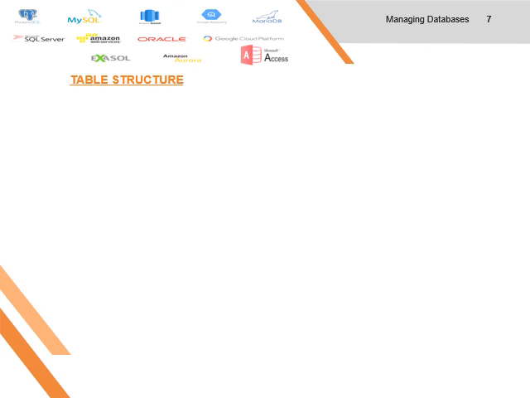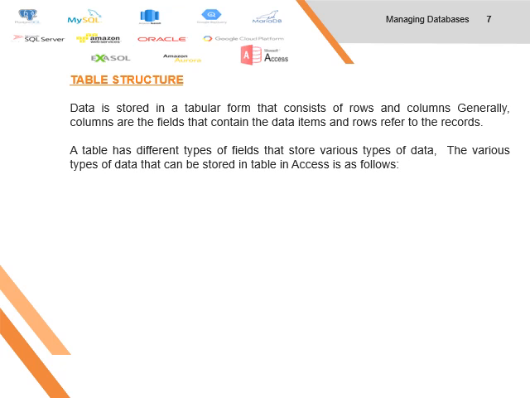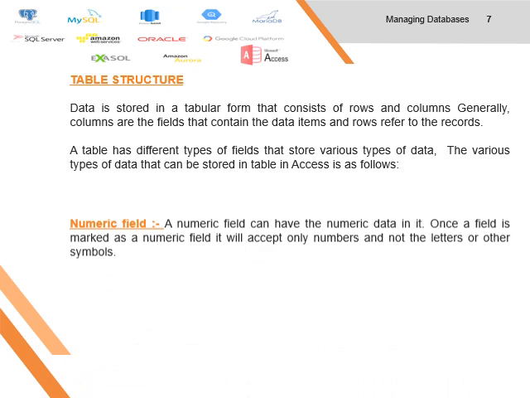Now we will learn about the table structure. Data is stored in a tabular form that consists of rows and columns. Generally, columns are the fields that contain the data items and rows refers to the records. ये अभी हमने पीछे भी जब हमने पढ़ा है इनके बारे में, fields और records के बारे में, वहां मैंने आपको ये चीज explain की. A table has different types of fields that store various types of data. The various types of data that can be stored in table in Access is as follows.